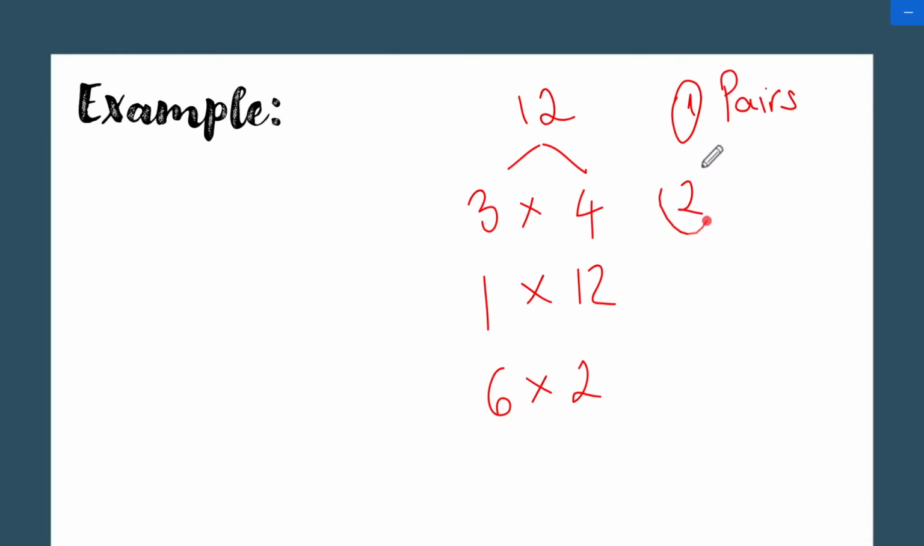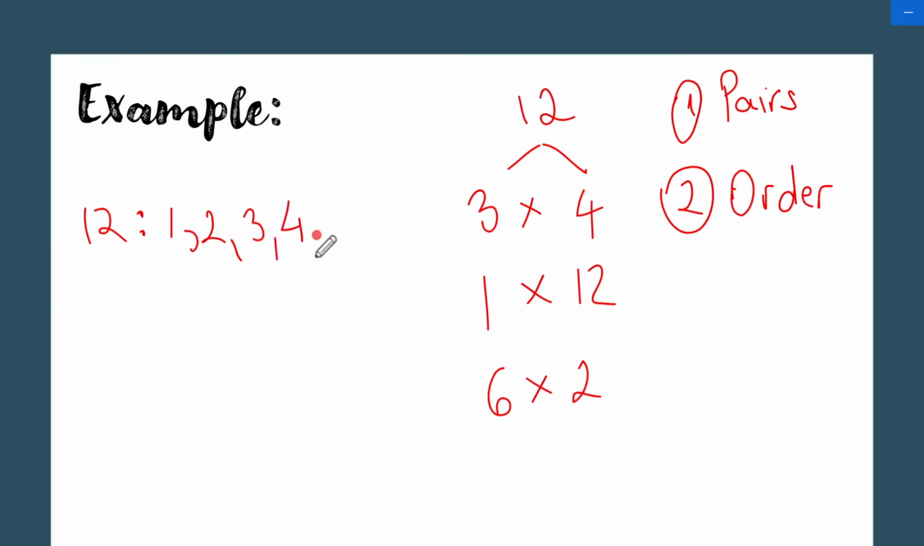And then the second step is to order them. If it says enumerate all the factors of 12, the easiest way to find all the factors of something is to do this. And then you have to order them. So you do 1, 2, 3, 4, 6, and 12. Yeah, don't forget the 12. A lot of people forget the 12. Don't do that, okay?